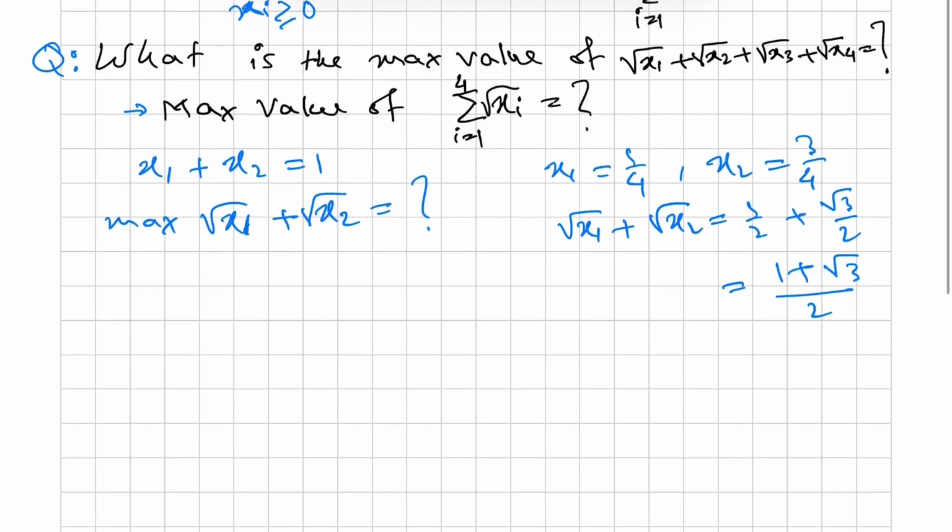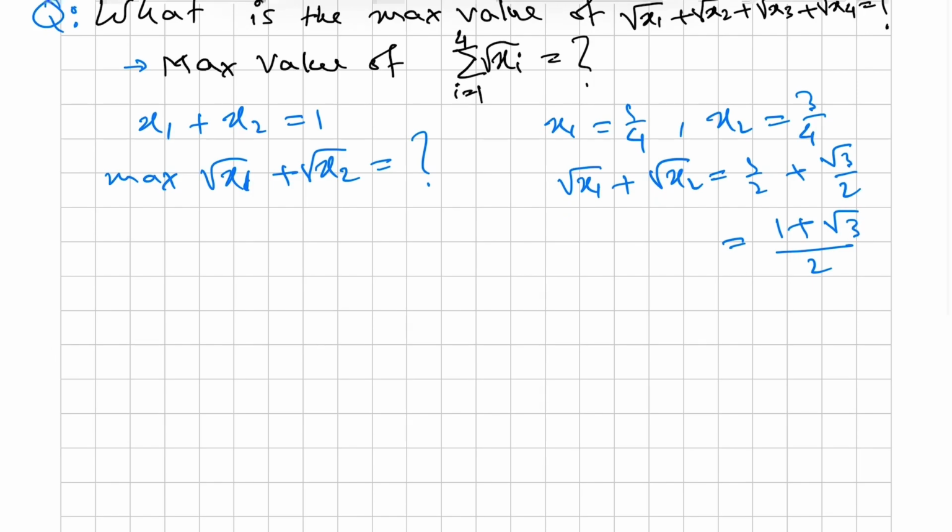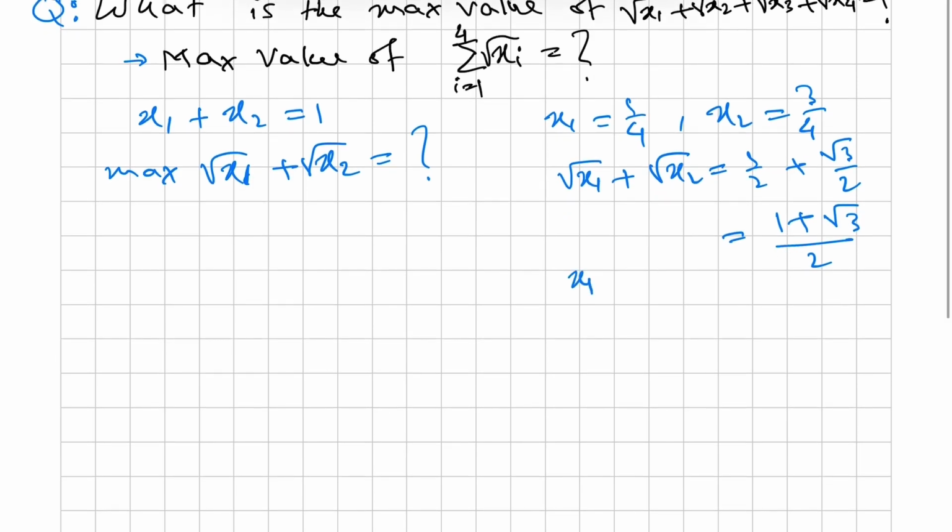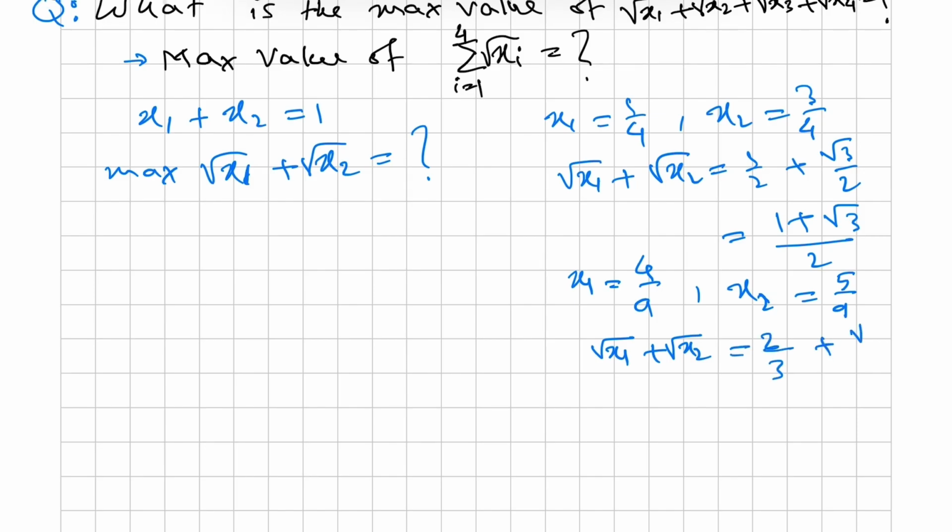Similarly, one can take some other values of x1 and x2. There are many possibilities, let's say x1 is 4 by 9, and then x2 must be 5 over 9, because x1 plus x2 is 1. In this case, what is square root of x1 plus square root of x2? This is simply 2 by 3 plus root 5 over 3, so what you get is 2 plus root 5 over 3, right?